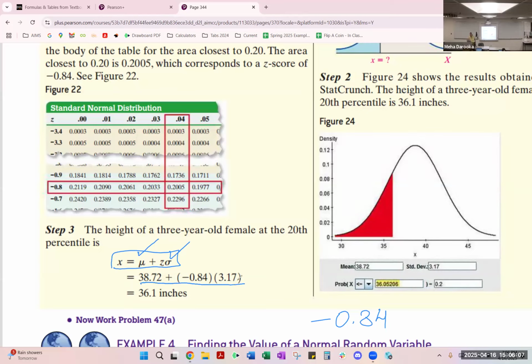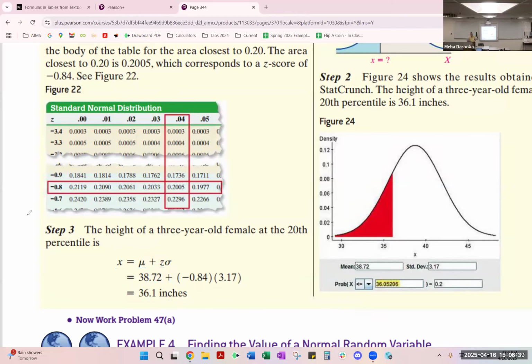So you can see we plug that into our formula, and we are saying a 3-year-old female will have a height of approximately 36.1 inches, so approximately 3 feet tall, to be in the 20th percentile, which means 20% of 3-year-old females at this pediatrician's office will be shorter than this person. So that's how you calculate your height when you're given the percentile.